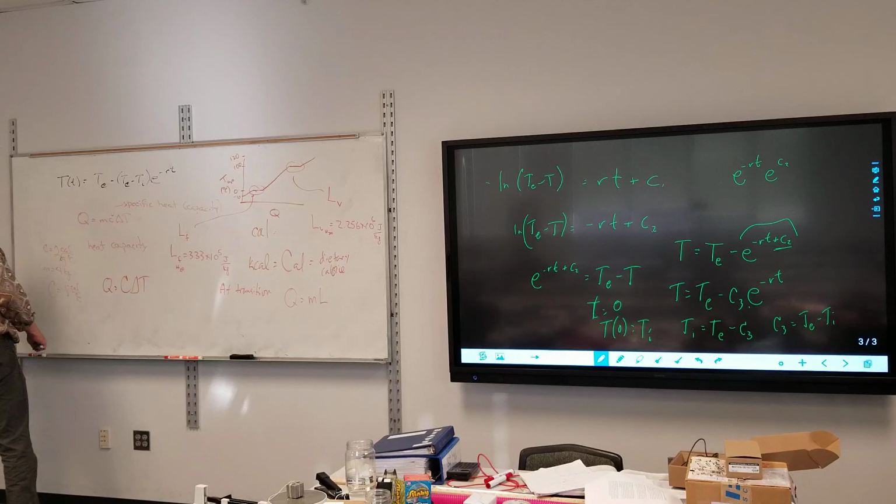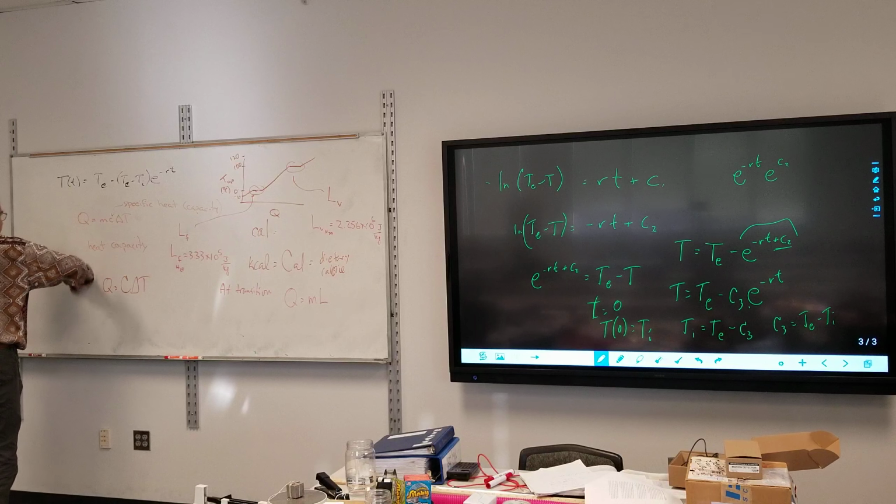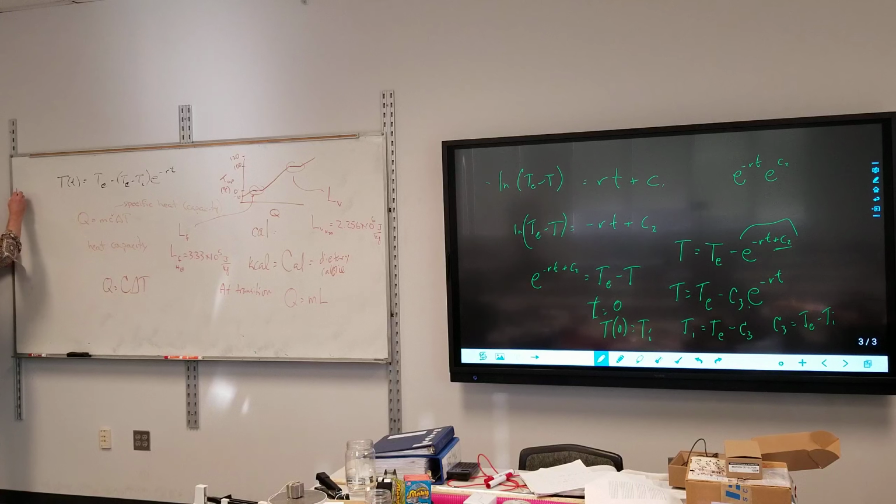Probably should organize this a little bit better. All right, so latent heat of vaporization, this is for H2O, 2.256 times 10 to the 6th joules per kilogram. Latent heat of fusion, 3.33 times 10 to the 5th joules per kilogram. Specific heat of ice, 2090 joules per kilogram Kelvin, or degrees Celsius.